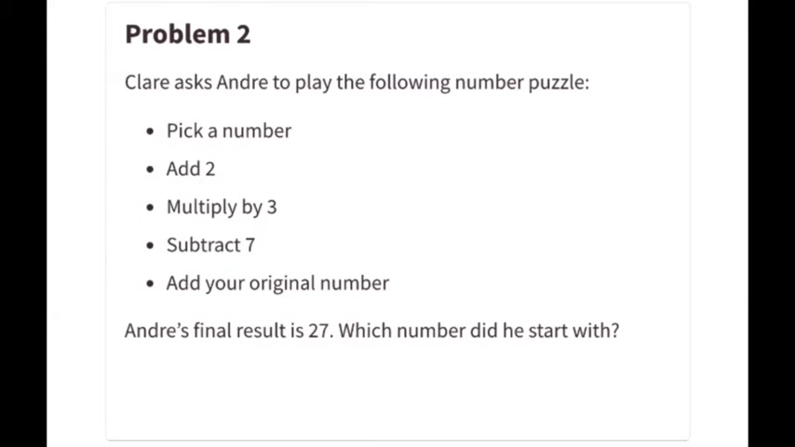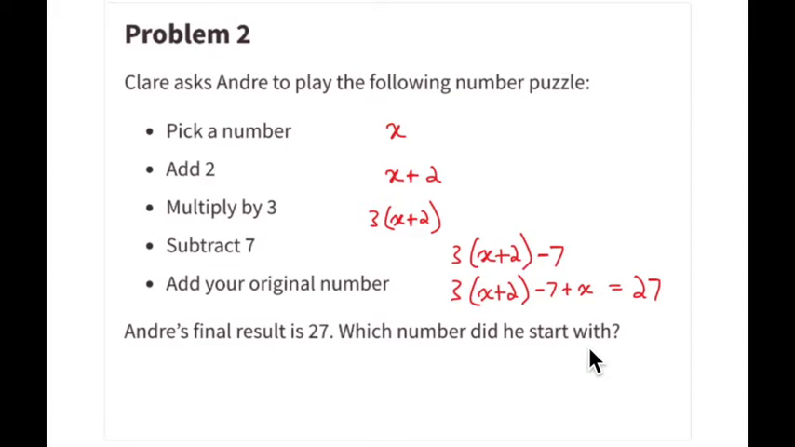This is problem number 2. So Claire asks Andre to play the following number puzzle. Pick a number, add 2, multiply by 3, subtract 7, add your original number, whatever number you picked in the beginning, and Andre ends up with a final result of 27. So what number did Andre start with?